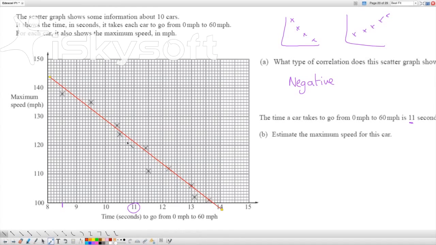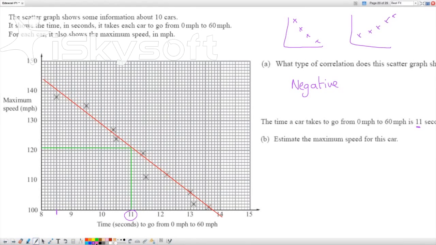Here, we've got 1, 2, 3 below, 4 below, and 1, 2, 3 above, and a few points on the line. So now taking your ruler again, you need to go from your 11 on your x-axis all the way up to your line of best fit, and then across here to your y-axis to read off the maximum speed.